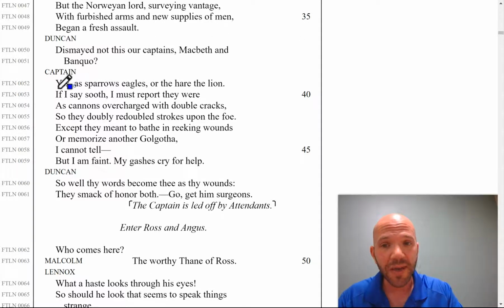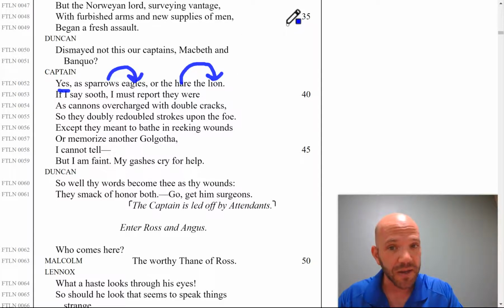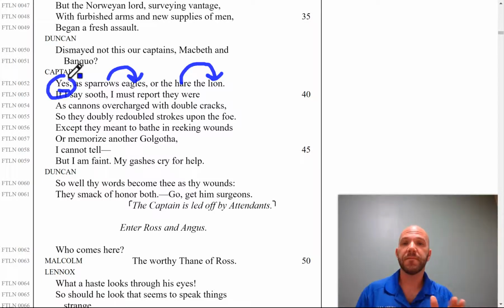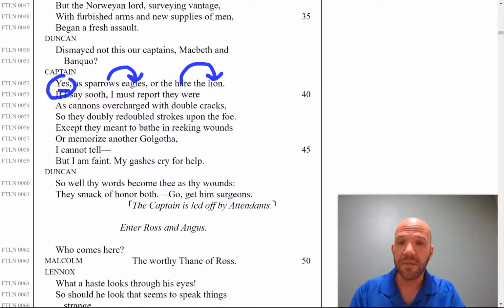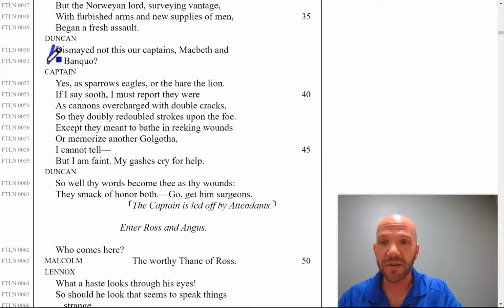So tell me if you can get what he means by this yes, because he says, yes, it did dismay Macbeth, just as sparrows dismay eagles. Do sparrows frighten eagles? Or just as the hare dismays or frightens or troubles a lion? Does a hare, a rabbit, really frighten a lion? So what does he mean when he says yes? Good, you got it. He's being sarcastic. Yes, sarcasm was not invented in the 21st century. This captain is using it to answer the king's question about whether Macbeth and Banquo were worried.